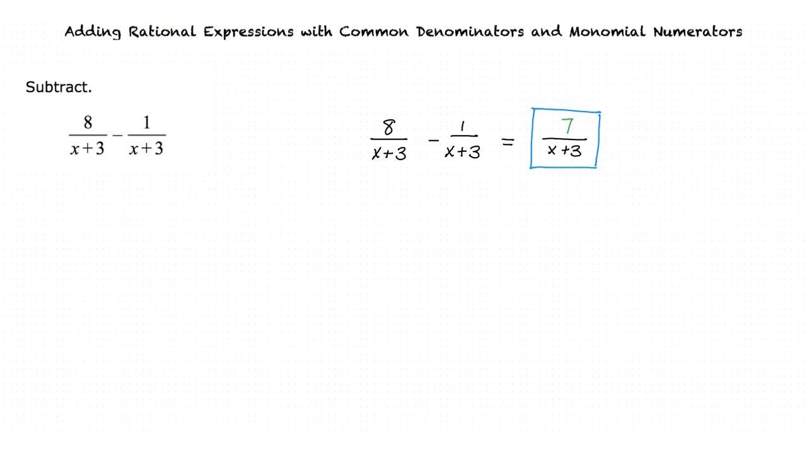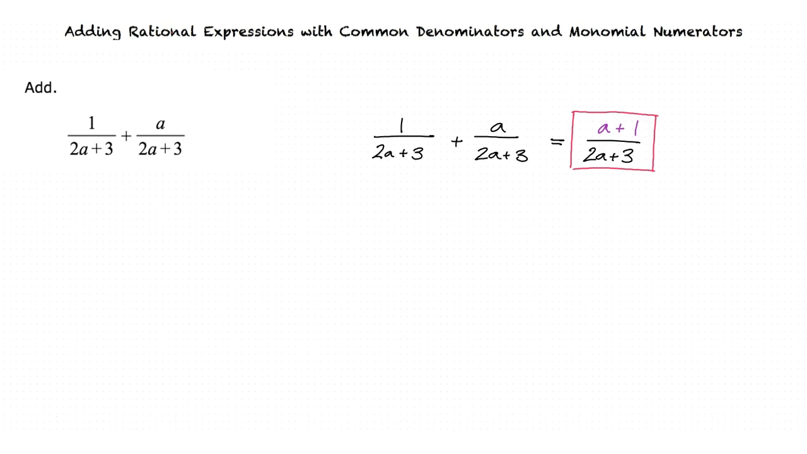Let's go ahead and try another problem. This problem is asking us to add the two rational expressions, 1 over 2a plus 3 and a over 2a plus 3. Why don't you go ahead and solve this one? Okay. Since the denominators are the same again, don't we add a to 1, making our final answer a plus 1 divided by 2a plus 3? Yes, you'd be correct. Great job!